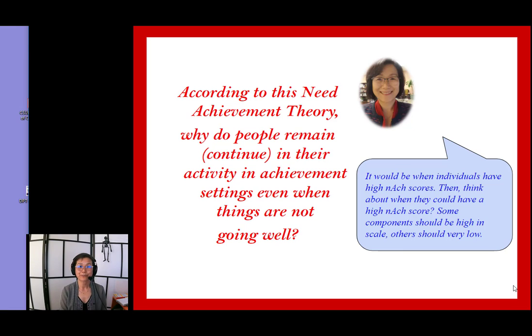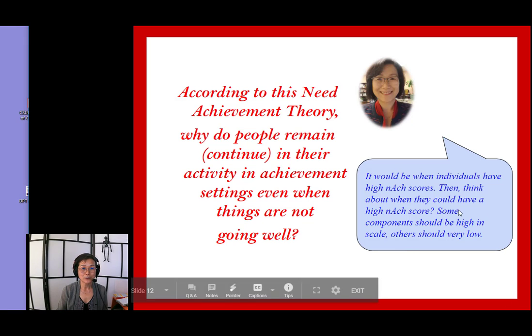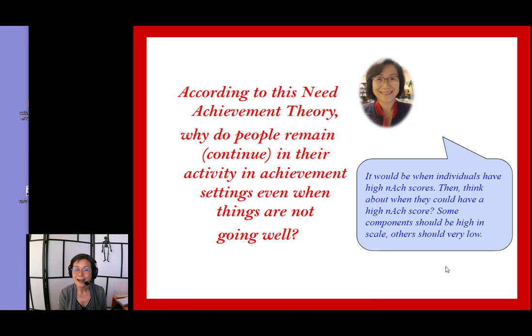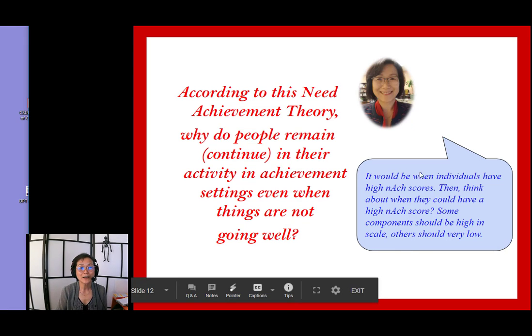Here is the hint, which I put in the little talk box here. It is when individuals have a high achievement score, then they will more likely stick to the activity even when things are not going well. Then to help them to have high achievement level scores, what should happen in the formula? That's the answer.